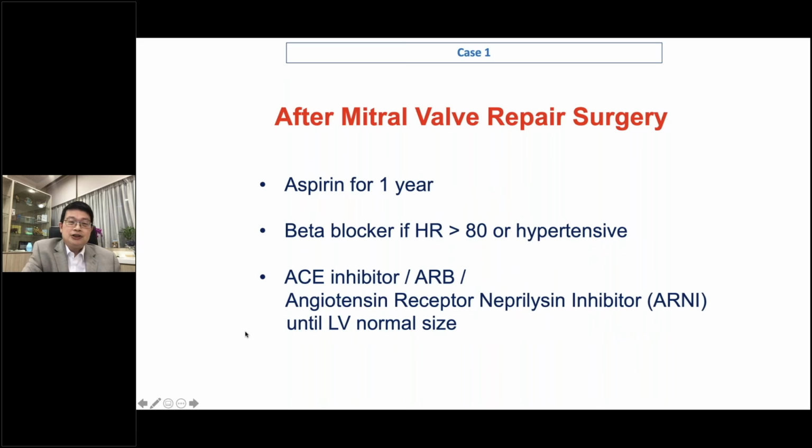So in this patient, she had aspirin for a year, beta blockers if the heart rate was above 80 or she's hypertensive, and then one of the medications for LV reverse remodeling, either an ACE inhibitor, an ARB, or an ARNI until the LV returns to normal size.